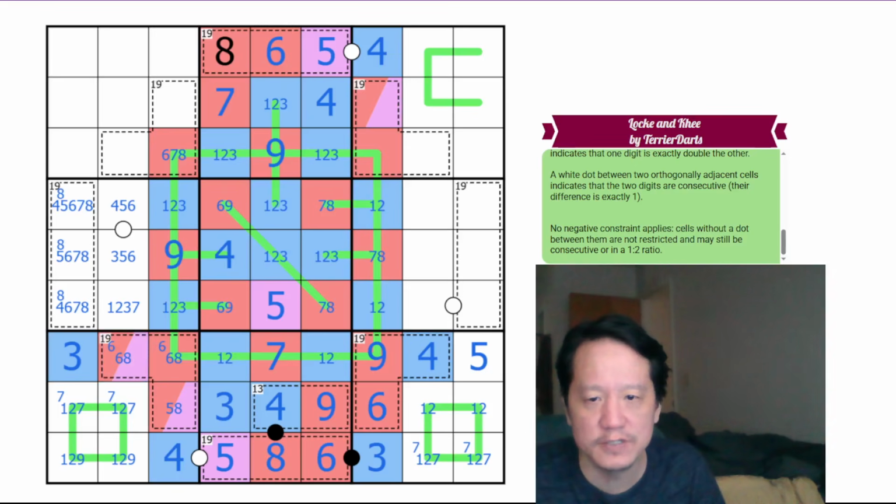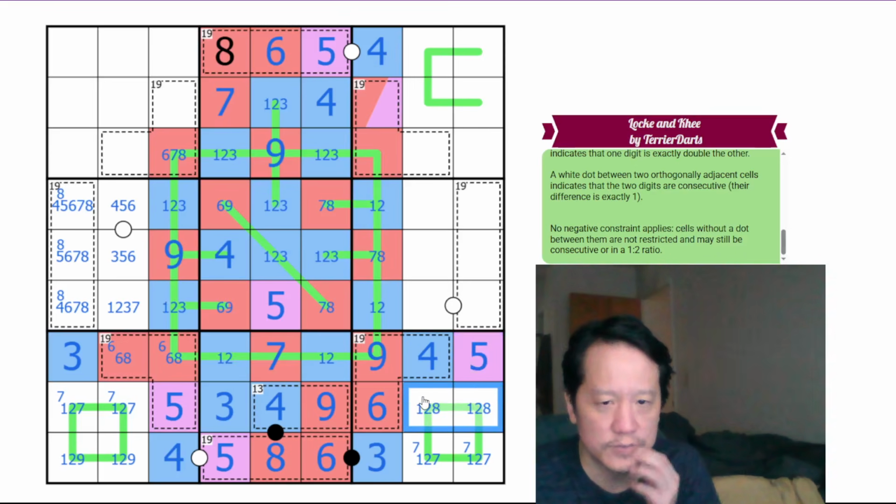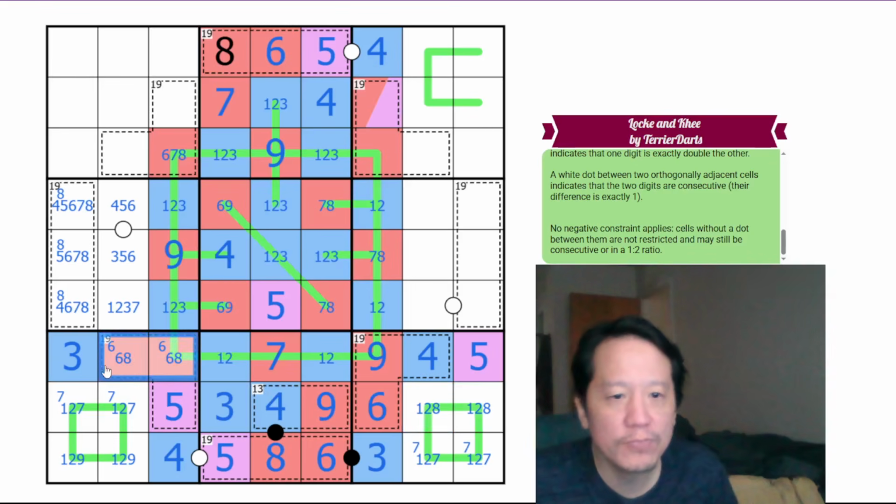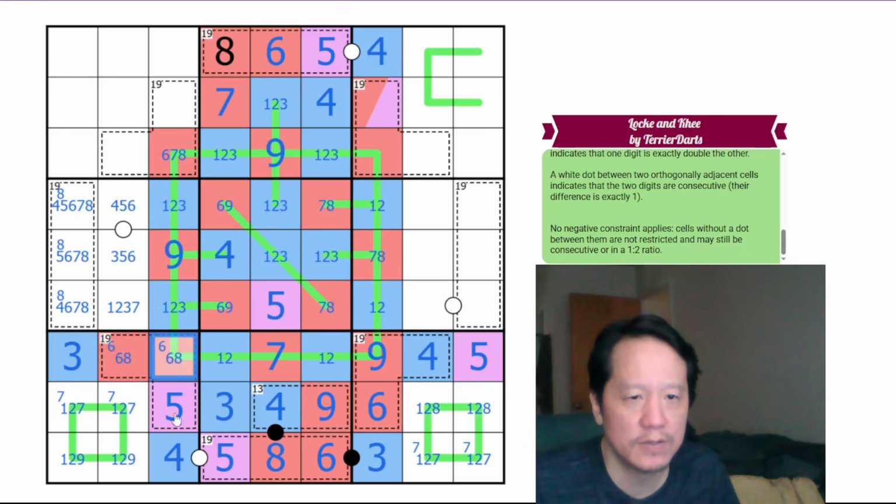This becomes a 6, 8 pair. This is not pink, which means this is both red, which means this can't be red. It's pink. So this is 5. Pink here. This is 1, 2, and 8. We don't know which. 6, 8 as a pair.